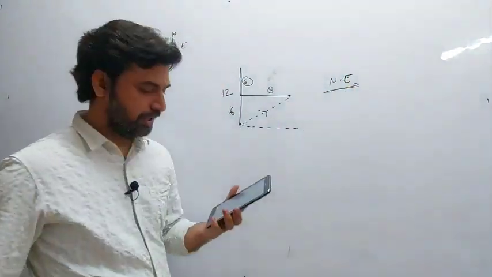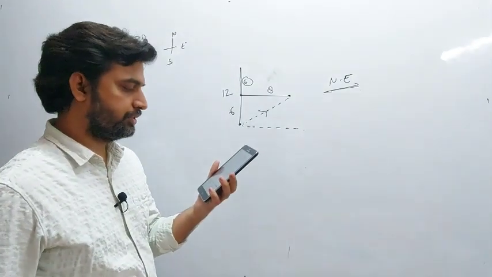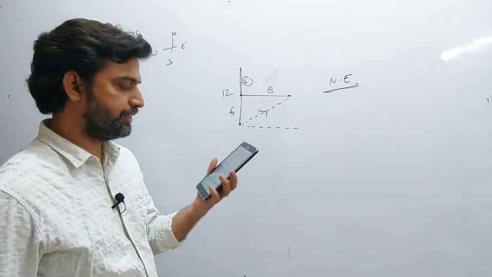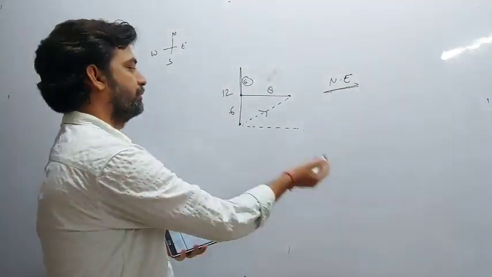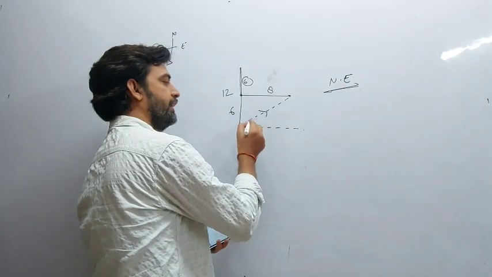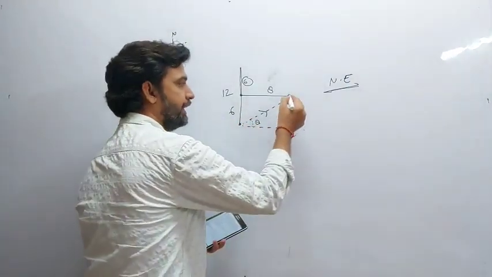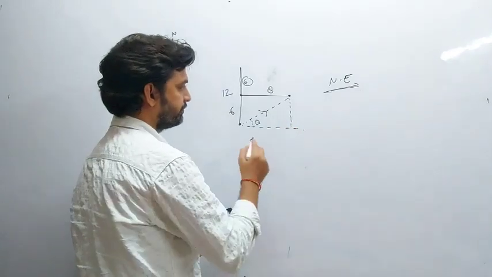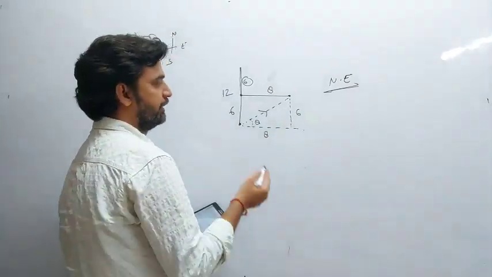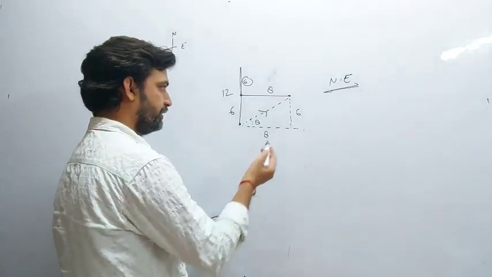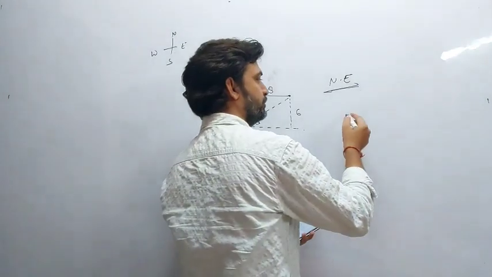In the question, northeast direction is provided in two options. One is less than 45 degree north and second is more than 45 degree. So this is the angle we need to find out, theta. I am creating a right angle here. So this is 8, this is 6. We need to find theta. This is perpendicular and this is base.